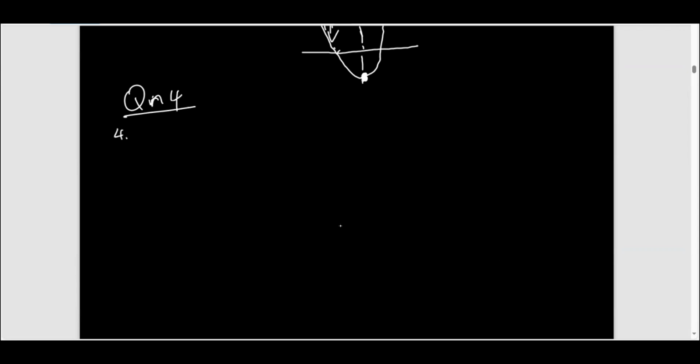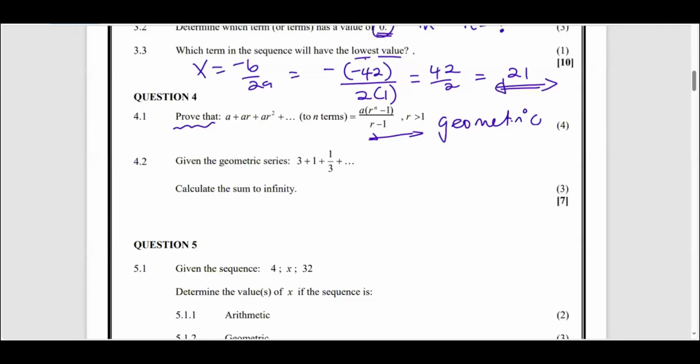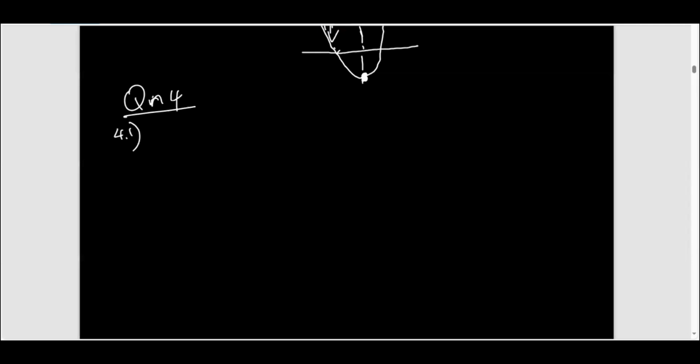So 4.1. Now to prove the sum of the geometric series, all we can say is that the sum should be equivalent to the series, which is A, the first term. The second term is AR, the third term is AR squared, and then the story continues, okay? I can have my second last term, which is AR to the n minus 2, and then my last term, which is AR to the n minus 1, okay?